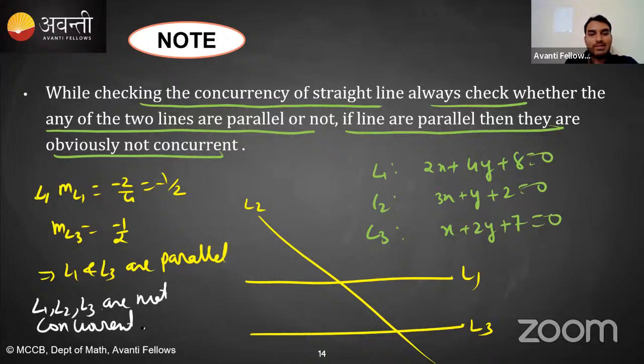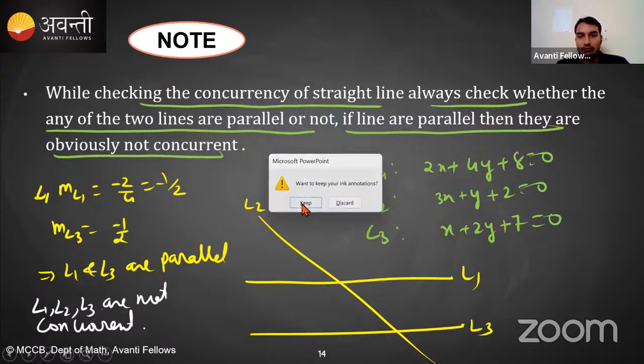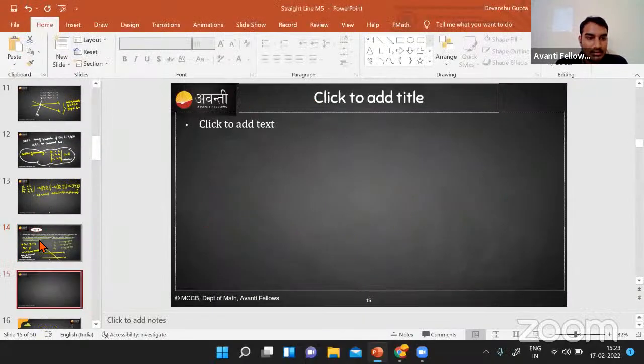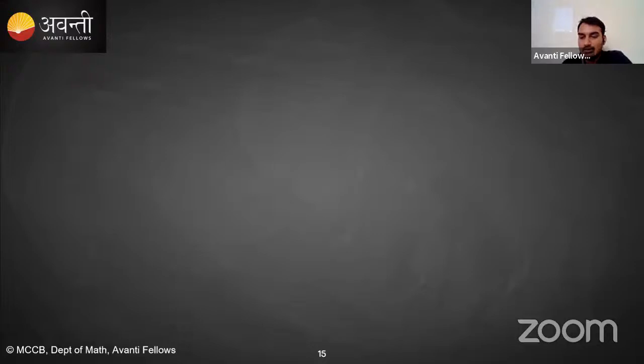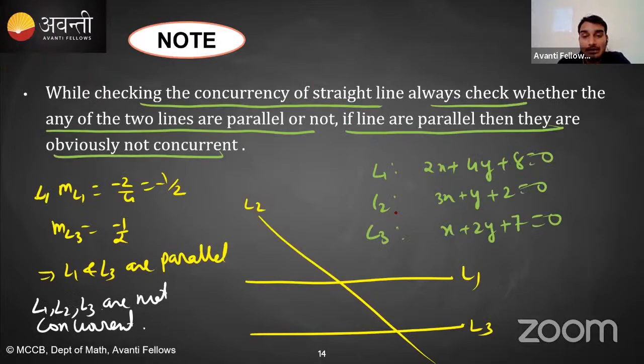Always remember, while checking the condition of concurrency, you have to first check whether any two lines out of the three are parallel or not. If these are parallel, then obviously the lines will not be concurrent. And the funny thing is, if you find the determinant now, you will get 0. Let me show you how. See, if you don't check whether any two lines are parallel and you just blindly do the determinant, you will get 0. See, what is the determinant?